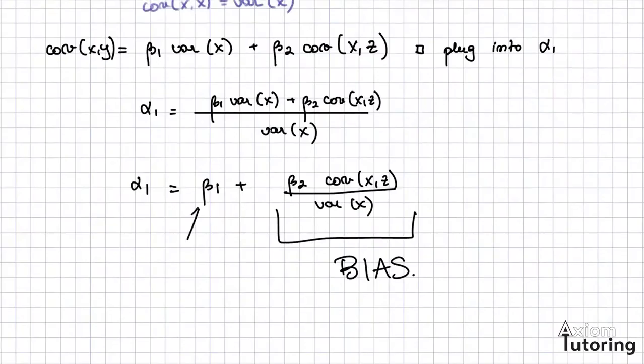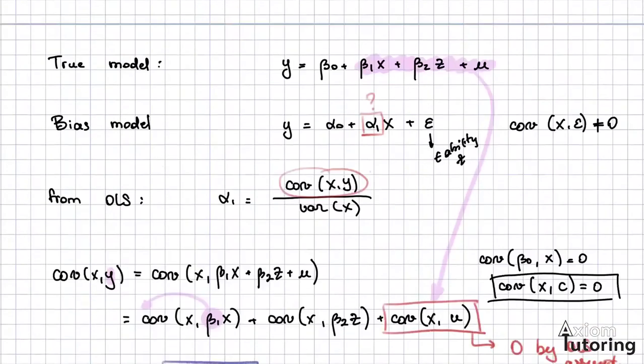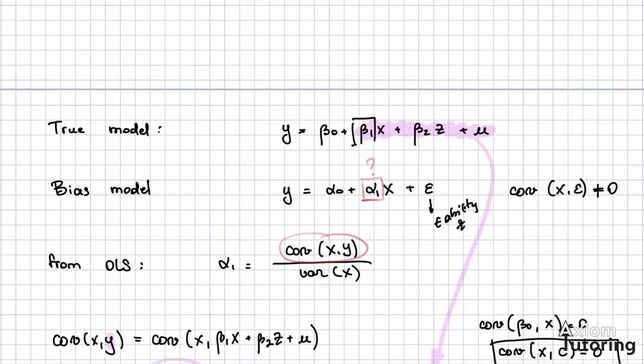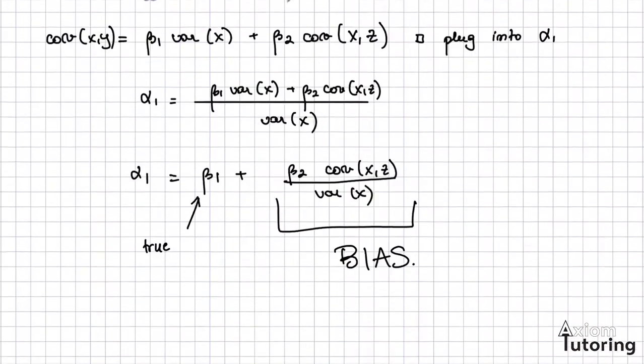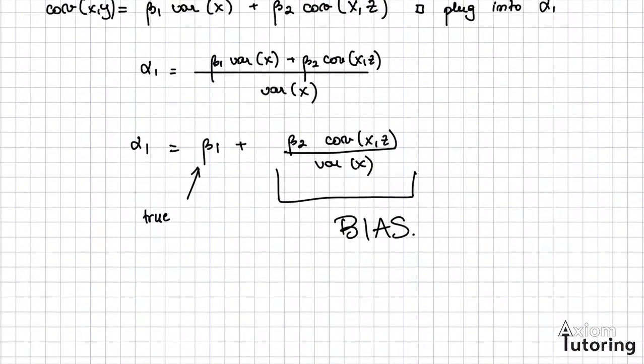Okay, because this beta 1 should have been your true effect. This is what you would have gotten out of looking at the true model. However, what happens in here is that alpha 1 is actually not equal to beta 1. It's beta 1 plus something else. So surely what is coming after that, that is the bias. Okay, so this is the omitted variable bias formula, where this part is the actual bias.